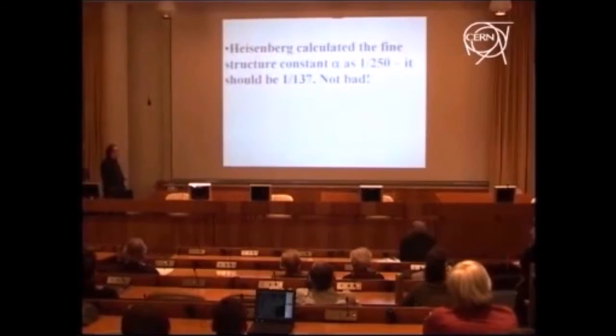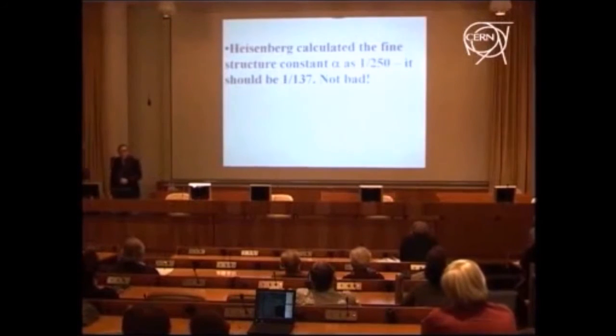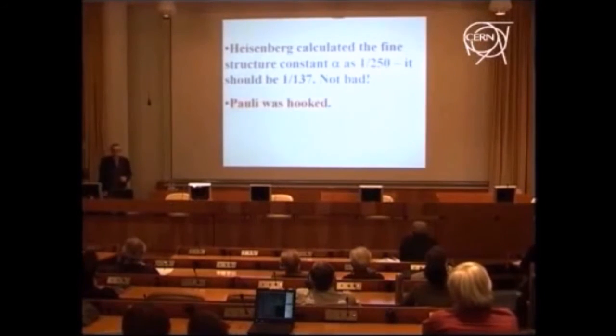And a combination of these fields with an asymmetric or degenerate vacuum, Heisenberg and Pauli hoped, this equation could generate the masses, the K-schemes, and coupling constants of all elementary particles, in particular the fine structure constant, 1 over 137, which had always been their holy grail. Indeed, Heisenberg did initial calculations and calculated the fine structure constant as 1 over 250. It should be 1 over 137, so this isn't bad. Pauli was hooked.